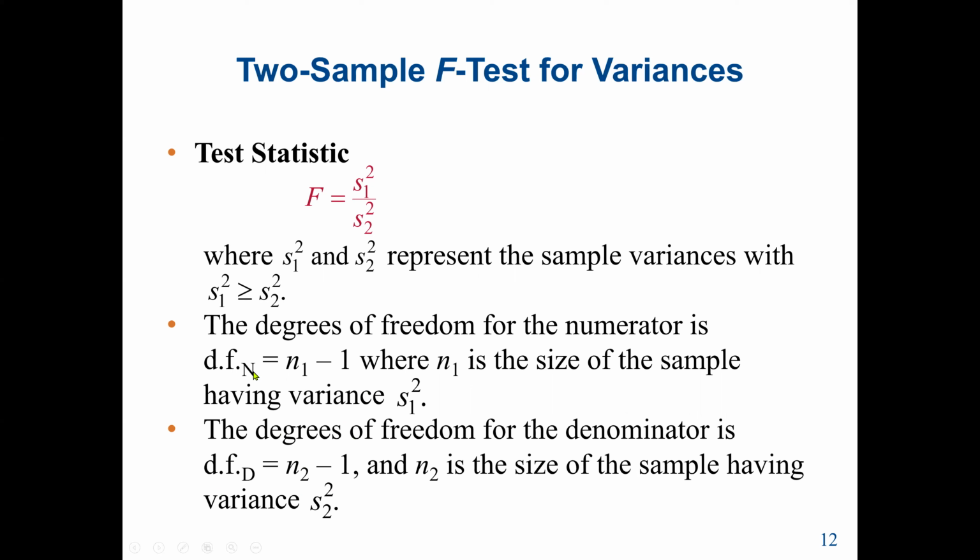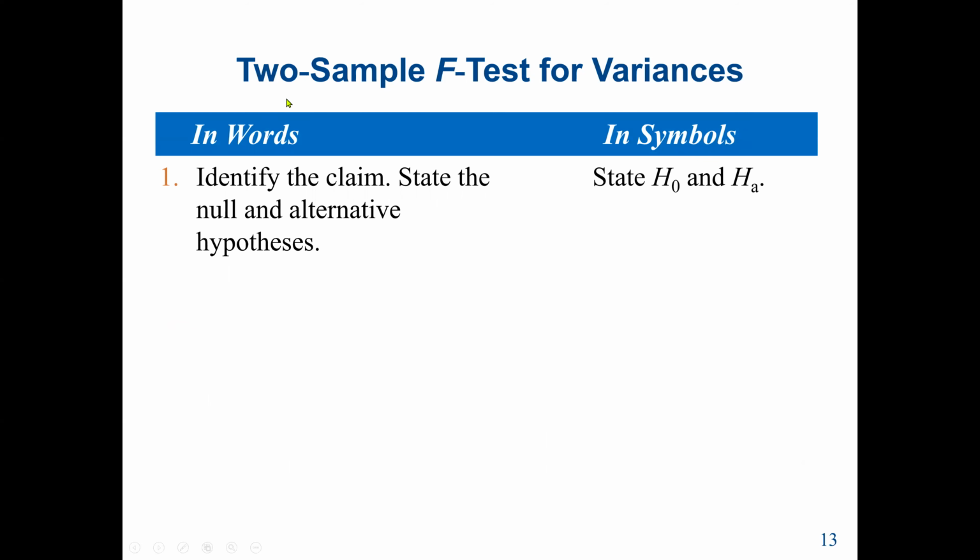So again, here we find the degree of freedom for the numerator, the size of the first sample minus 1, and the degree of freedom for the denominator, the second sample size minus 1. So let's see this in words and also in symbols. Again, this is hypothesis testing. The first thing we need to do is identify the claim. So we state the null and the alternative hypothesis, H0 and HA.